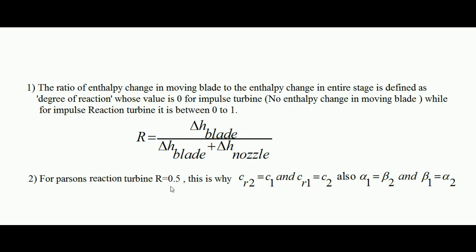Second thing is, in case R is 0.5, it means a 50% reaction turbine. In that case, it is called a Parsons reaction turbine. For the Parsons reaction turbine, however, I am not going to elaborate all these things. Remember that CR2, the relative velocity at outlet, is equal to the absolute velocity at inlet, and the relative velocity at inlet is equal to the absolute velocity at outlet. Similarly, the nozzle angle at inlet is equal to the blade angle at outlet, and the blade angle at inlet is equal to the nozzle angle at outlet. Thank you.